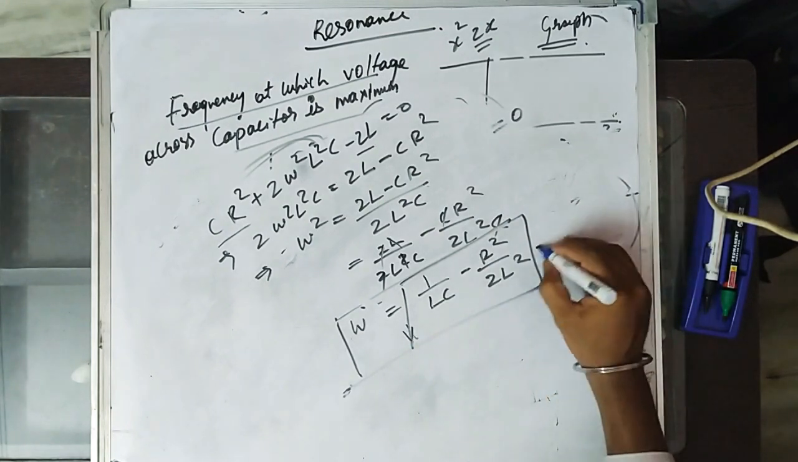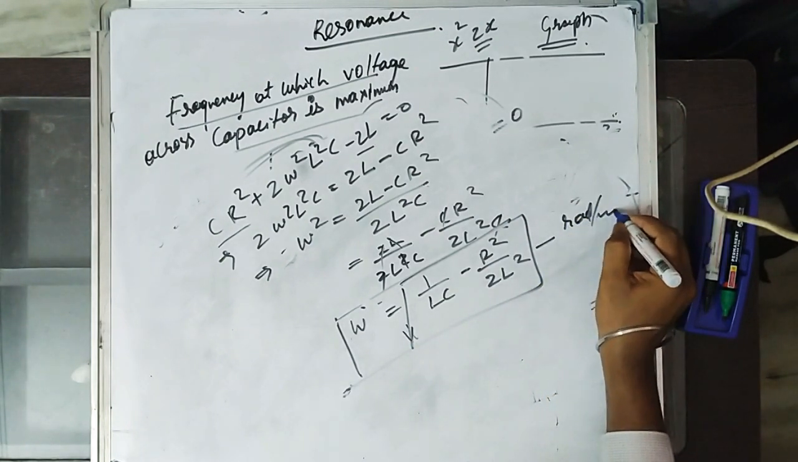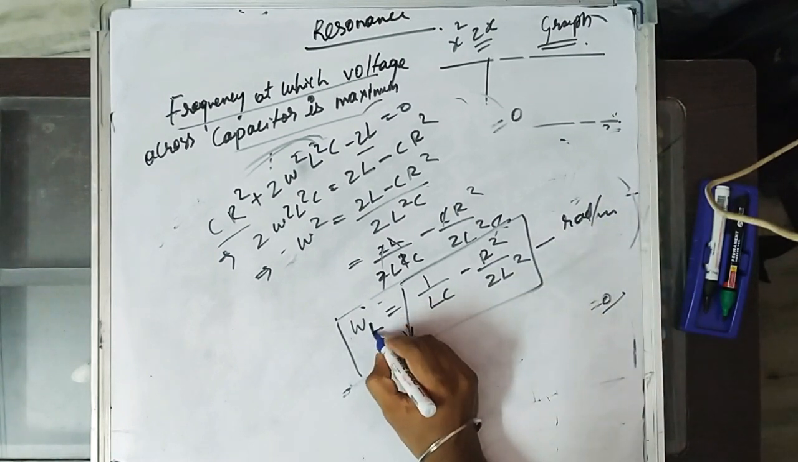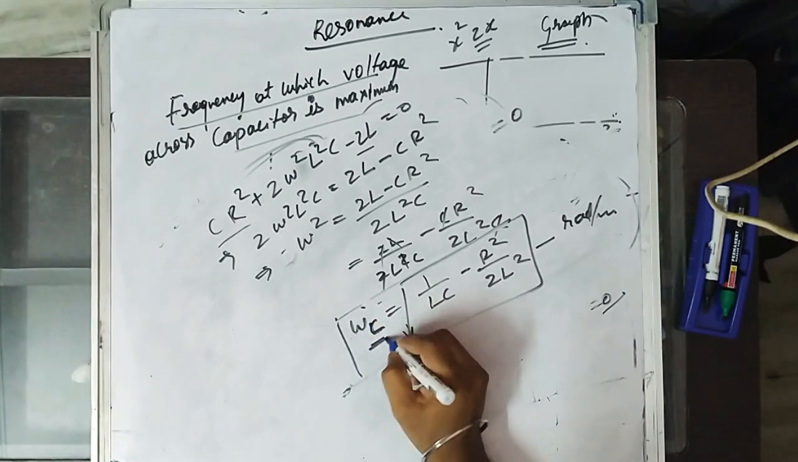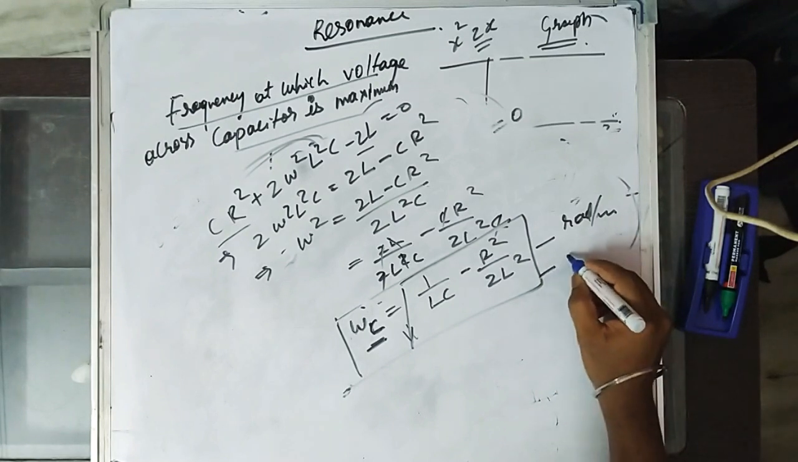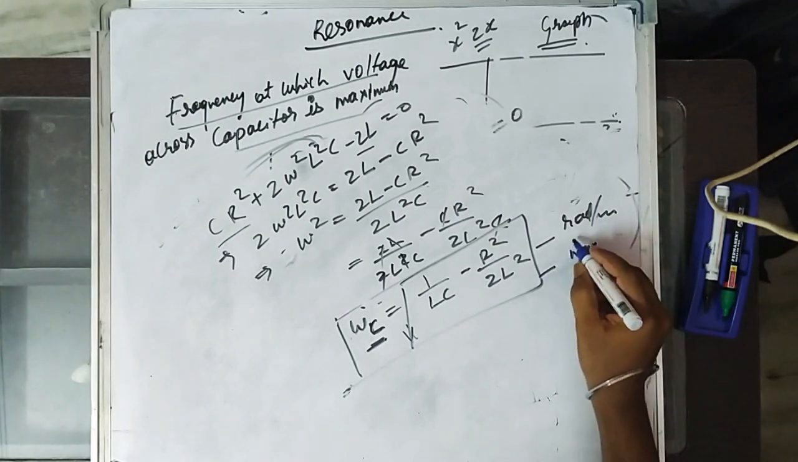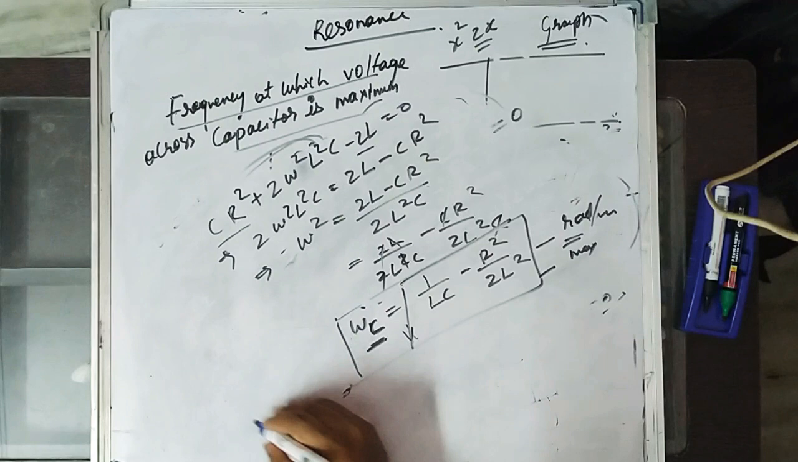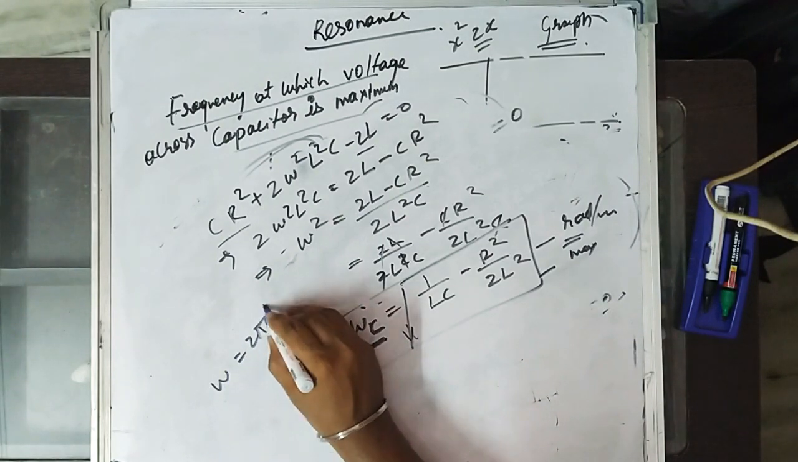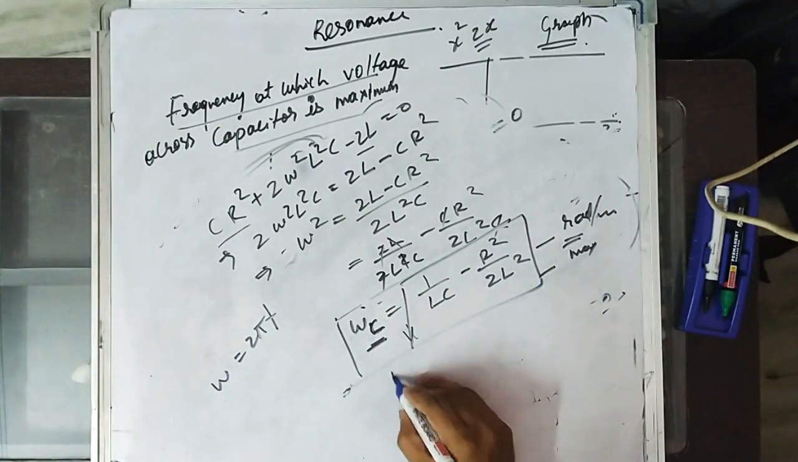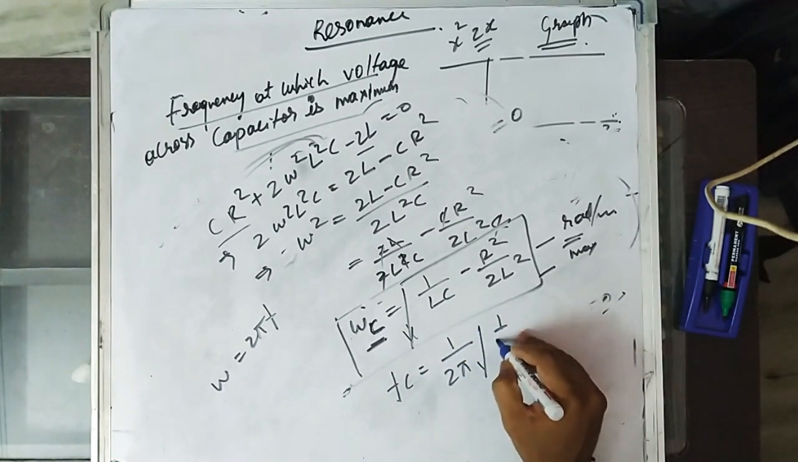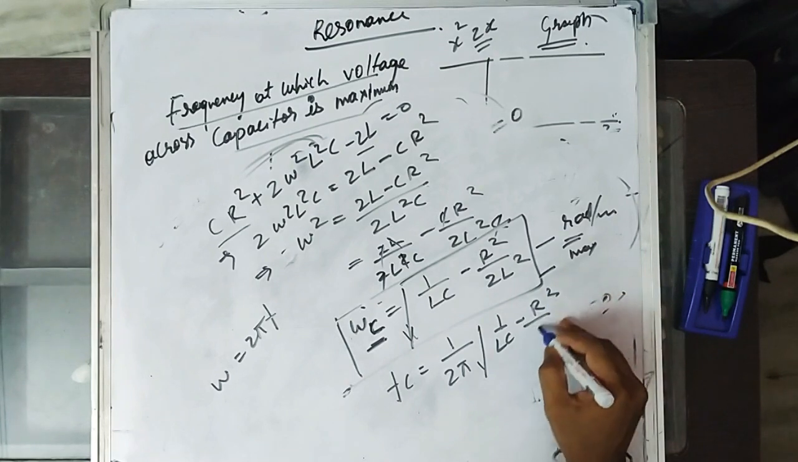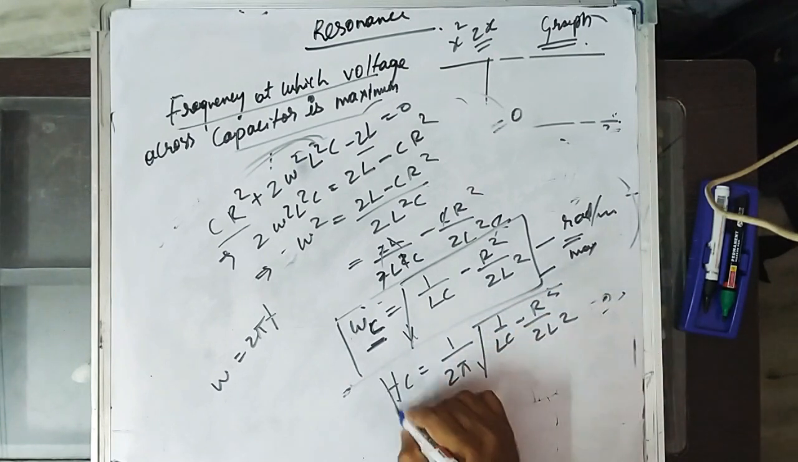This is in radians per second, so this is what we call omega, we name it omega C. If you name this omega C, it means at this frequency the voltage across the capacitor is maximum. So this is in radians per second form. We have omega equal to 2 pi f. This frequency in hertz, Fc, is equal to 1 by 2 pi of root of 1 by LC minus R square by 2L square. You will be getting this.